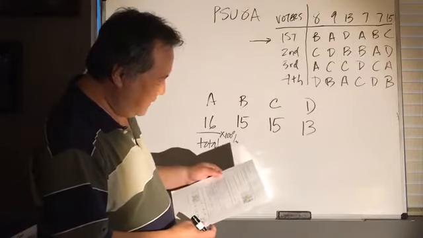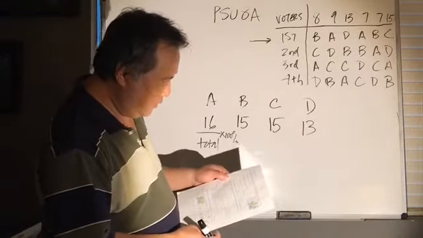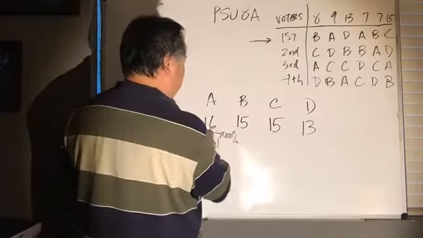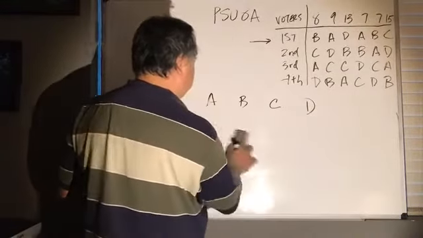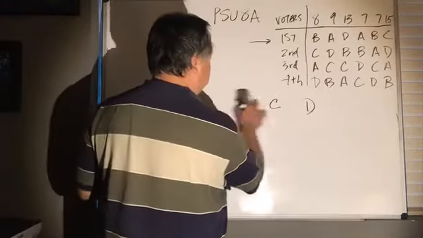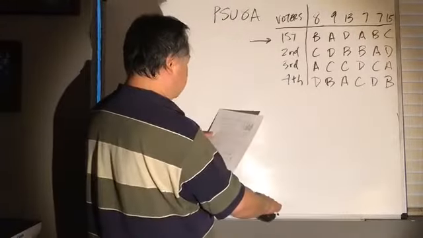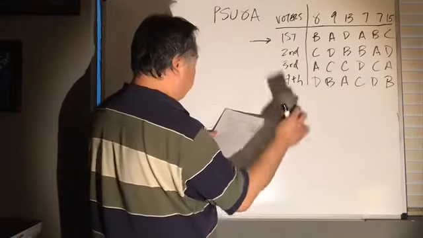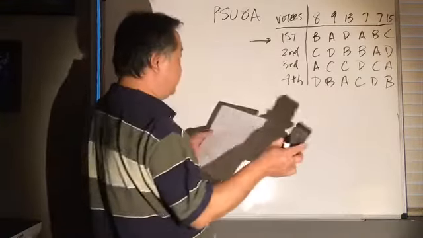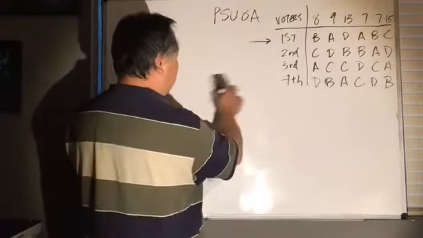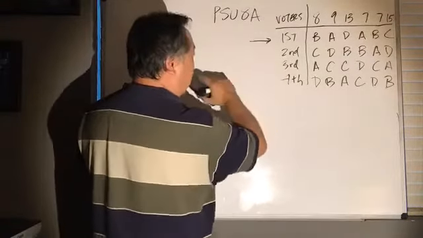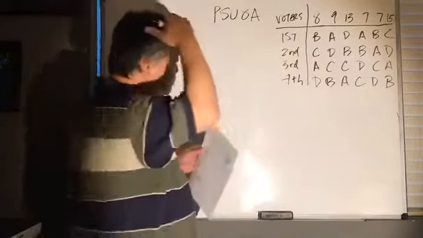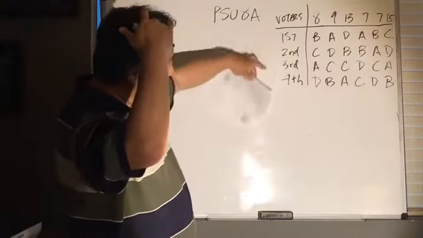Number 4, apply the Borda count method to determine the winner. Okay, so Borda count is where you assign points to each one. The first one, which was the plurality method, which was the one that we were doing before, we're only looking at first choice. Only. We're not looking at second, third, or fourth. Now, the Borda count, that's when we assign points to every preference.